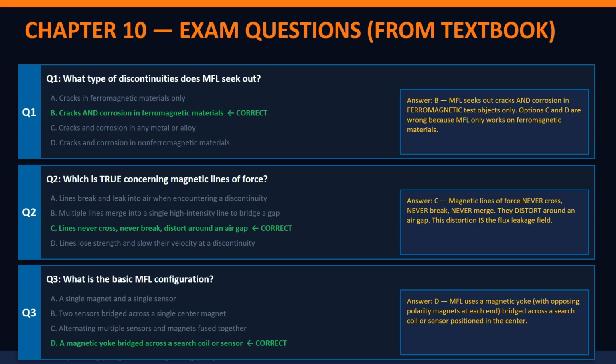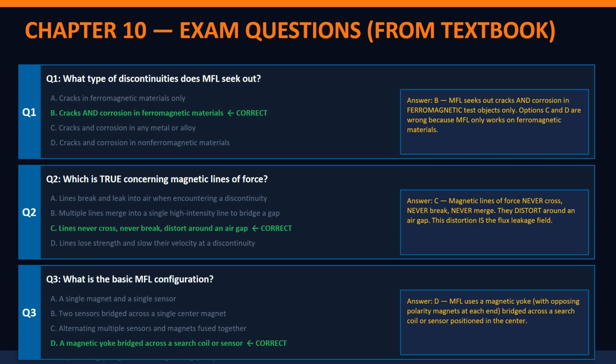Question 2. Which statement about magnetic lines of force is true? This is a favorite exam trap. Some candidates think lines break. Others think lines merge. Both are wrong. Correct answer. Lines never cross, never break, and never merge. They distort around discontinuities. That distortion creates leakage. Remember this because it can save you easy marks.